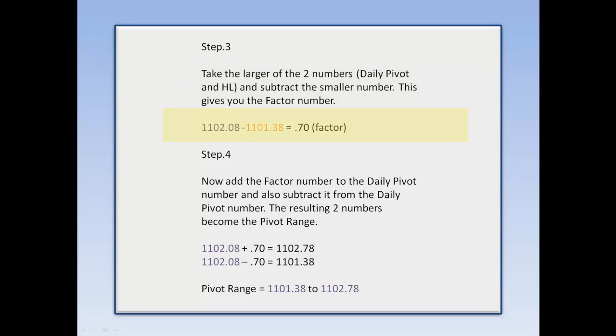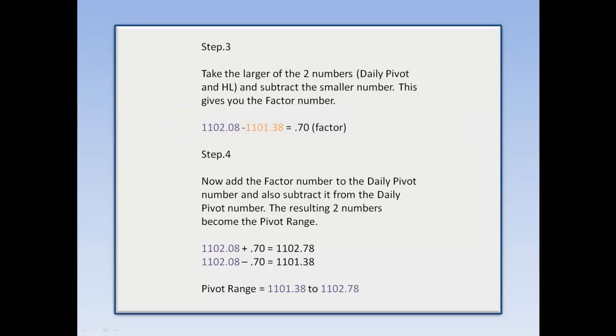And this gives you the factor number, all right? So in this case, we'd take the daily pivot, 1102.08, minus the high-low number, 1101.38, and that would give us a number of 0.70 for a factor number, okay?